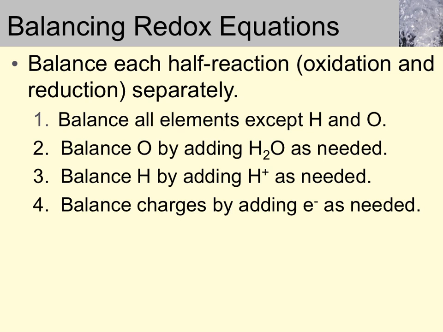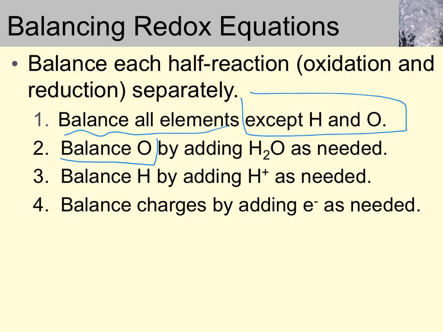All right, so what have we done so far? We have assigned oxidation numbers. We have determined what has been oxidized and what has been reduced. And we've written skeleton half reactions for the oxidation and reduction reactions. So now that you've done that, you want to balance each half reaction using the following rules. You want to start out by balancing elements just like you do in a regular chemical equation, except do not try to balance hydrogen and oxygen yet. Once you balance all the elements, then go ahead and balance oxygen. You do that by adding H2O as needed.